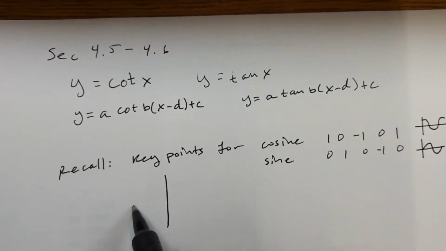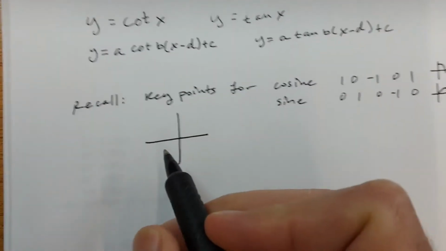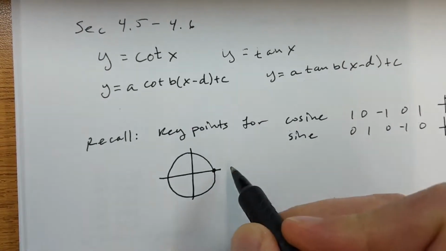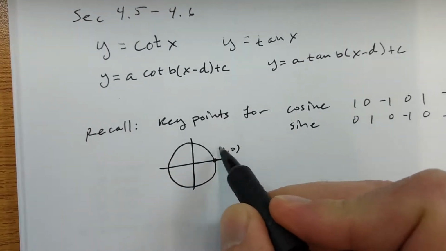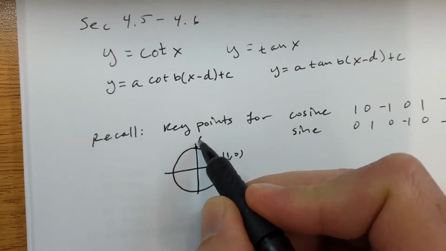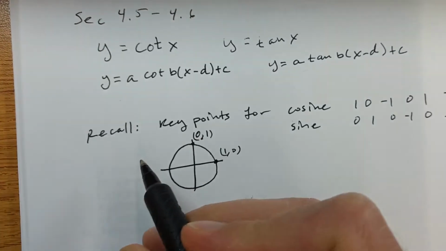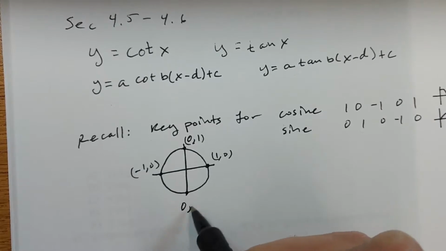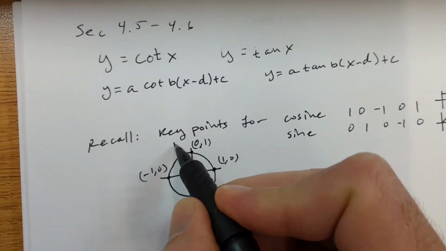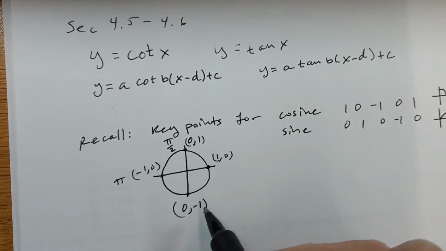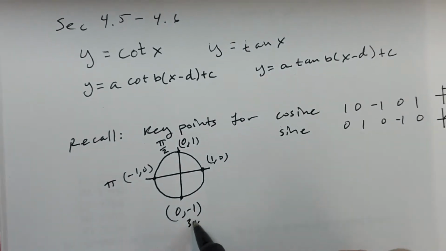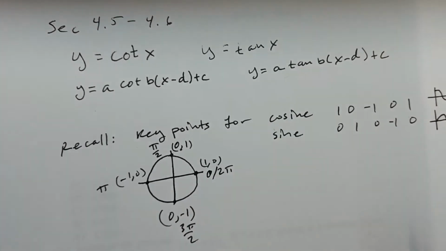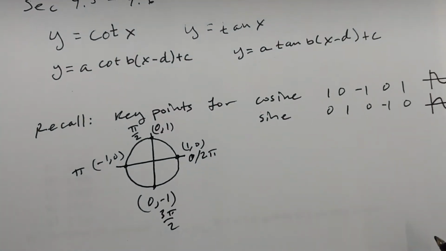Remember, when we found the key points for the cosine and the sine, we looked at this circle with these points at 1, 0, at 0, 1, at -1, 0, and at 0, -1. We recall that this up here is pi over 2, and we're at pi, and 3 pi over 2, and then 2 pi or 0 at the beginning, depending on whether you're starting or finishing a complete revolution.